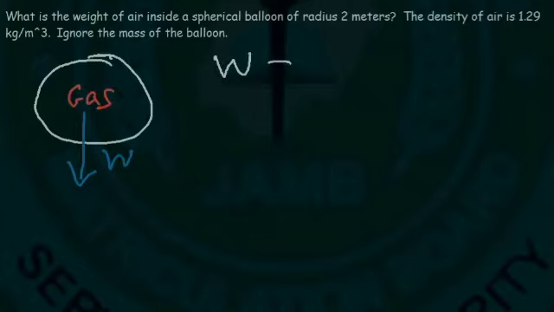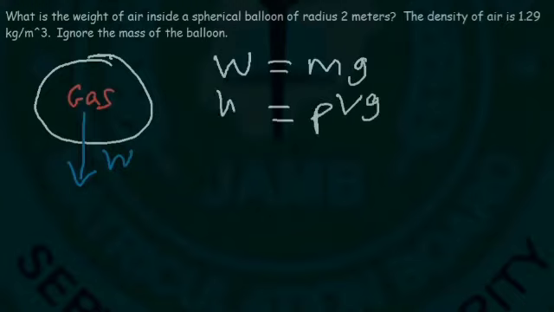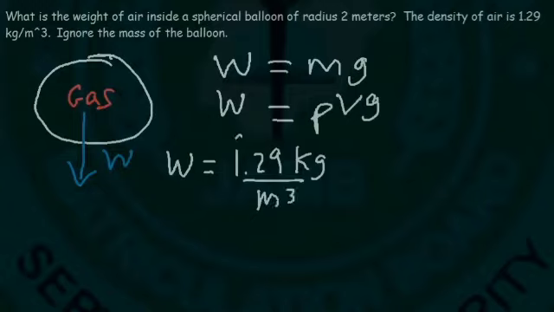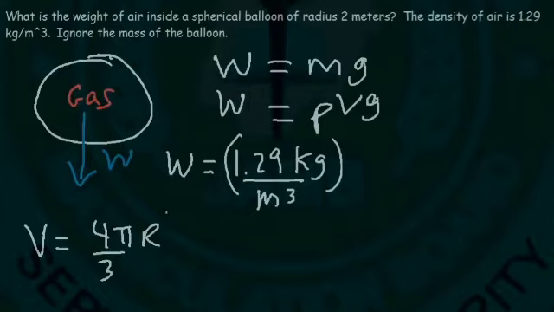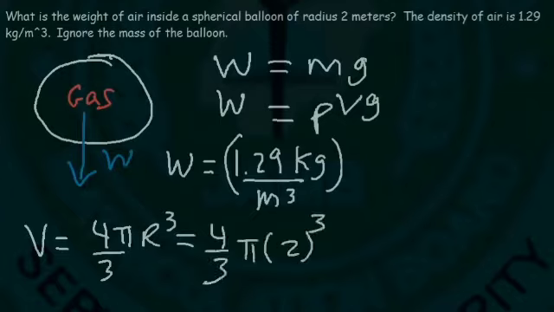Well, we know that weight is equal to mass times gravity, and mass is density times volume. So the weight of the air inside the balloon is the density times the volume times gravitational acceleration. So it's 1.29 kilograms per cubic meter. That's the density, but we need to find the volume. The volume of a sphere is 4/3 pi r cubed. The radius is 2 meters. So 2 to the third power, that's 8.